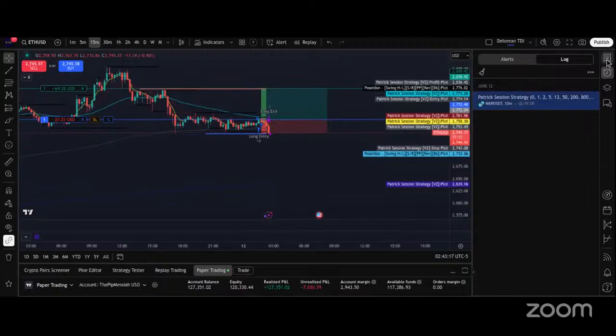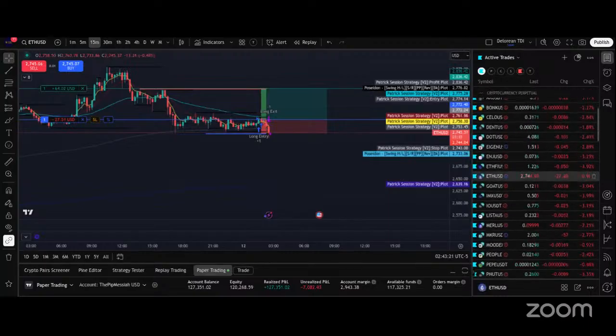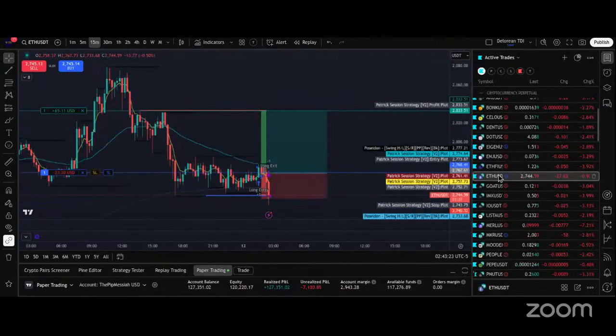All right, so that was Ethereum versus US dollar. We, of course, need to go look at Ethereum versus USDT. And we have the same thing there, so that's a bust. Let's go ahead and announce that.